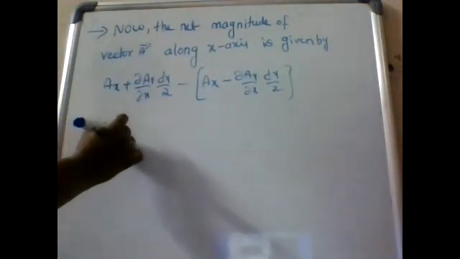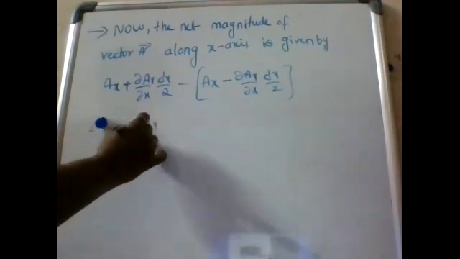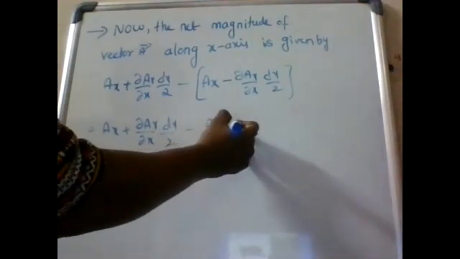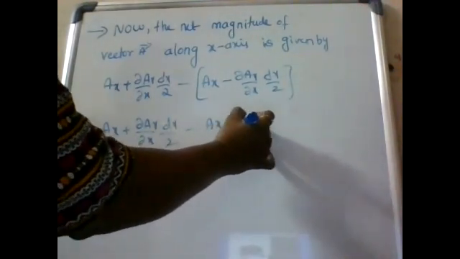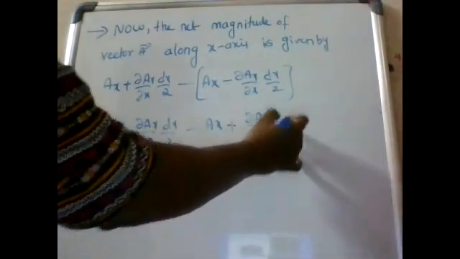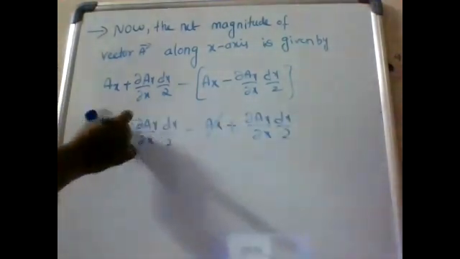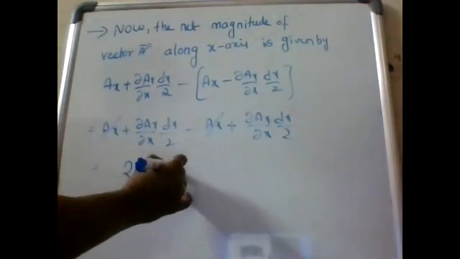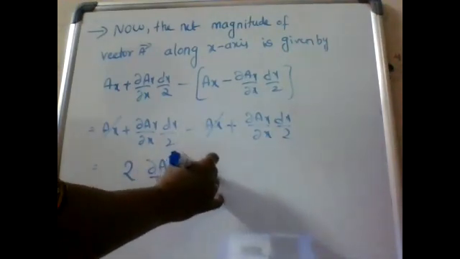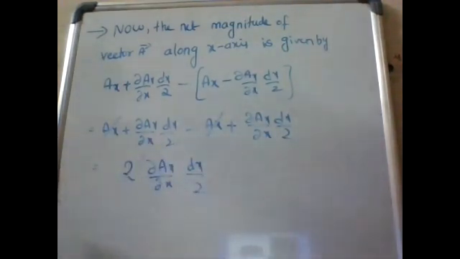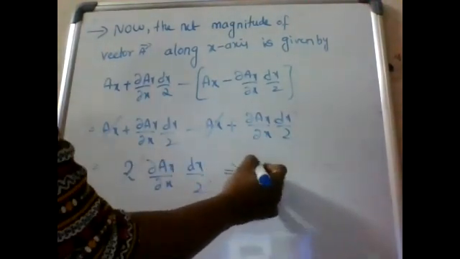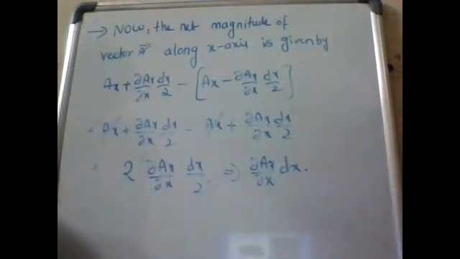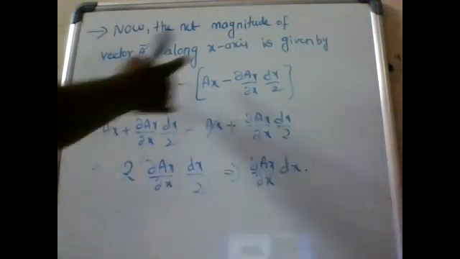In the next step, A suffix x plus dou A suffix x by dou x into dx by 2 minus, this value is minus A suffix x plus, minus into minus plus dou A suffix x by dou x into dx by 2. So the minus value and plus value cancel. Here we have two terms, 2 into dou A suffix x by dou x into dx by 2. The 2s cancel. We only get dou A suffix x by dou x into dx. This is the net magnitude of vector A bar along x-axis.